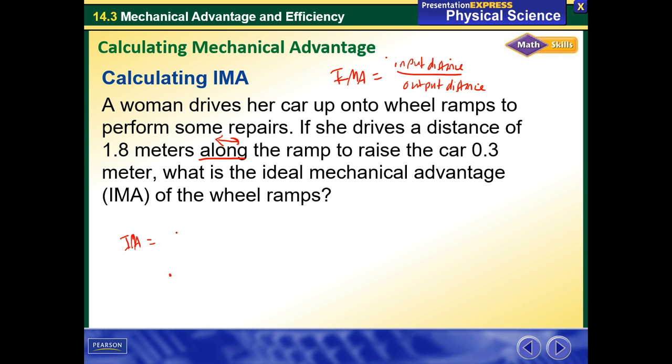That means my input distance is 1.8. My output distance is also known as my vertical distance, and here we can see that the car is being raised. So that's up and down. That can go in for my output distance of 0.3. When you take 1.8 divided by 0.3, this gives me 6, which ends up being my final answer because IMA does not need a unit. My meters and my meters cancel each other out.